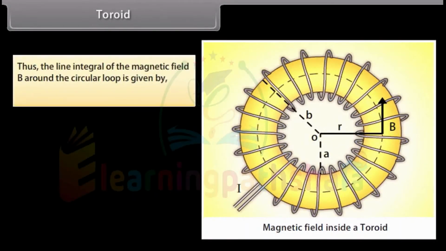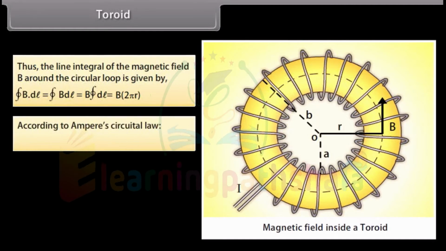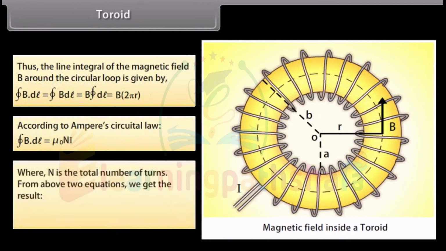Thus, the line integral of the magnetic field B around the circular loop is given by the product of B and 2 pi r. According to Ampere's circuital law, closed integral of B dot dl is equal to mu naught N I, where N is the total number of turns. From the above two equations, we get the result B is equal to mu naught N I divided by 2 pi r.